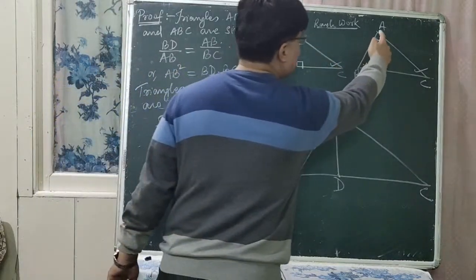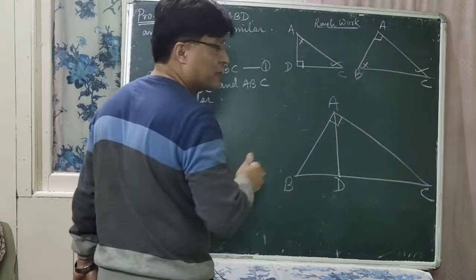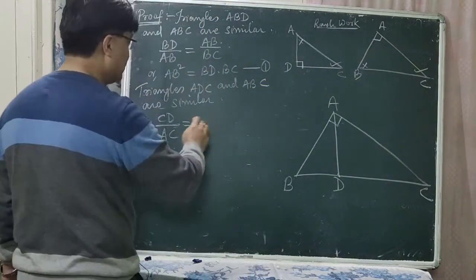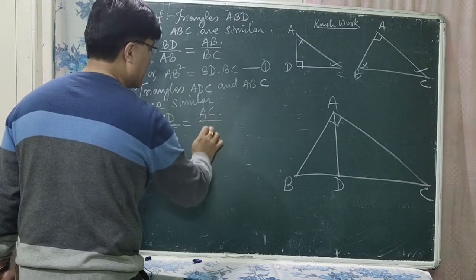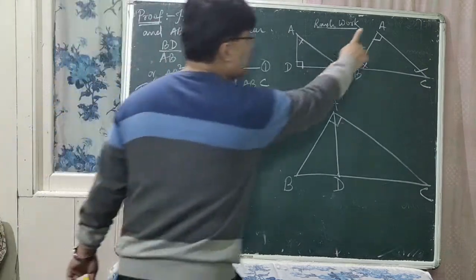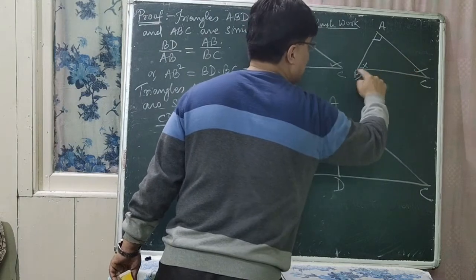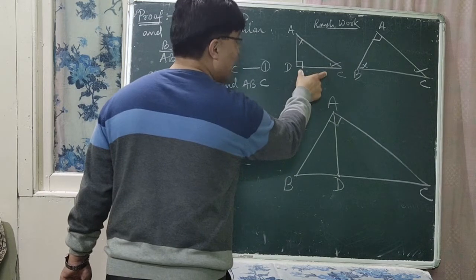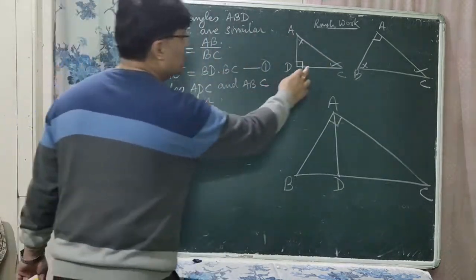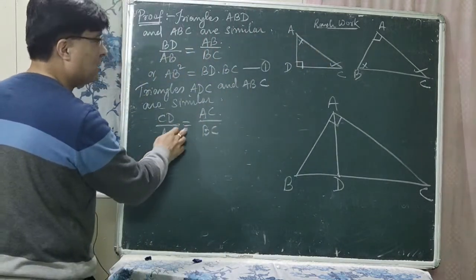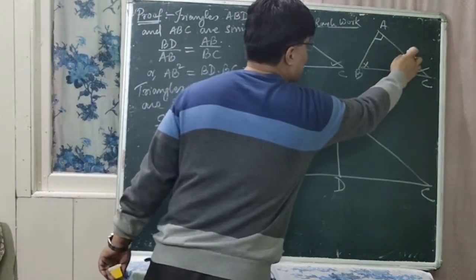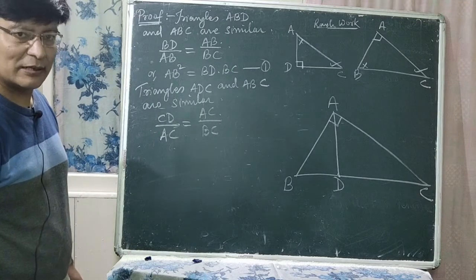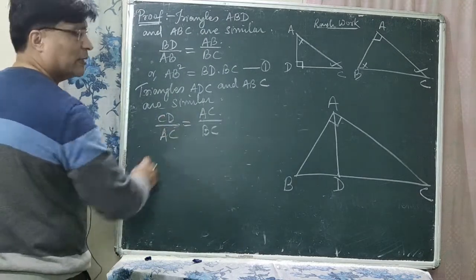Now in this case you should write this AC as the base, this AC divided by BC. This is the base divided by hypotenuse. That means here you can write AC divided by BC. So in this triangle, this AC is the base and BC will be the hypotenuse. In this case, CD will be the base and AC will be the hypotenuse. That means B by H, that is CD by AC, is equal to, now in this triangle, AC will be the base and BC will be the hypotenuse. Is that clear now? So this is CD by AC is equal to AC by BC.